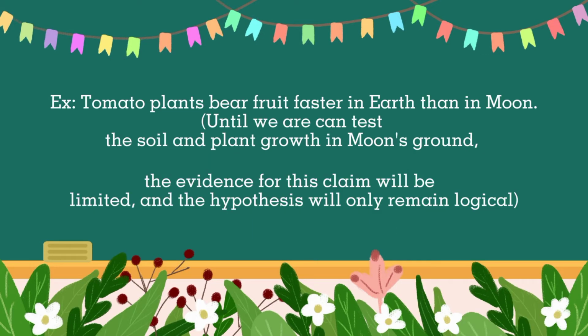Example: tomato plants bear fruits faster on earth than on the moon. The soil and plant growth in the moon's ground. The evidence for this claim will be eliminated and the hypothesis will only remain logical.